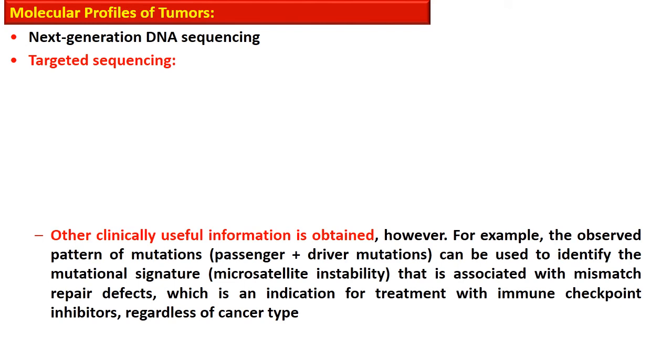Other clinically useful information is obtained, however. For example, the observed pattern of mutations, both passenger and driver mutations, can be used to identify the mutational signature that is associated with mismatch repair defect, which is an indication for treatment with immune checkpoint inhibitors regardless of the cancer type.